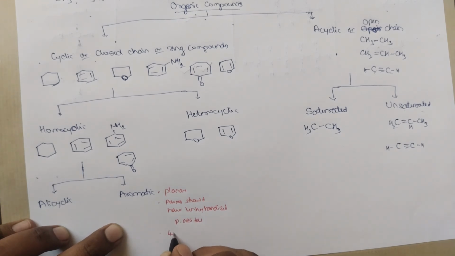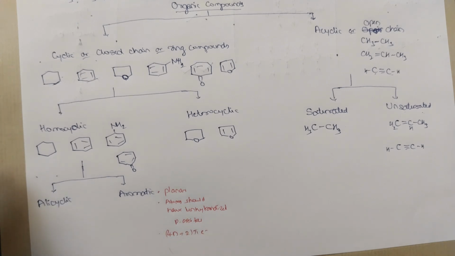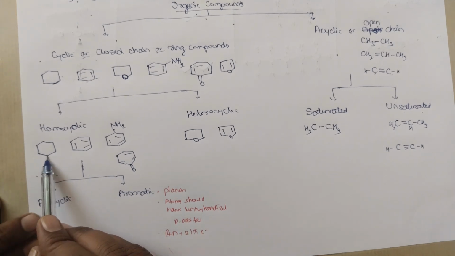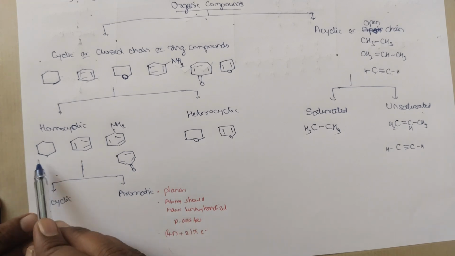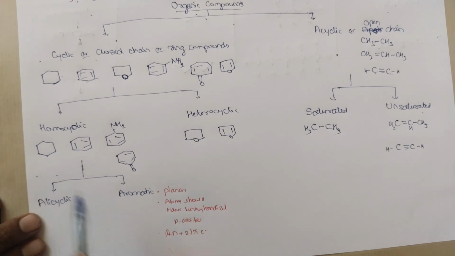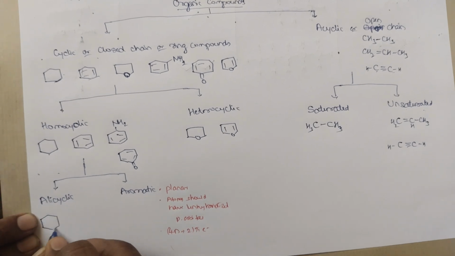And it should follow the 4n plus 2 pi electron system. This is the Huckel rule. These are the rules to be called aromatic. Here you can see, is it aromatic? No, because it is not planar. There is no conjugation, so this comes under alicyclic homocyclic.